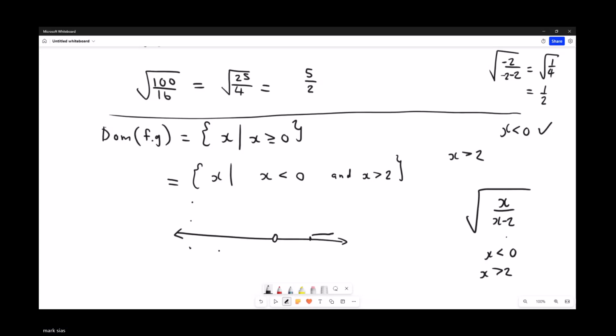Before drawing, I understand when you say x is less than 0, it gives us the positive numbers. Yes. What about x is greater than 2? Because when I punch it into a calculator from 3, I don't understand x is greater than 2.